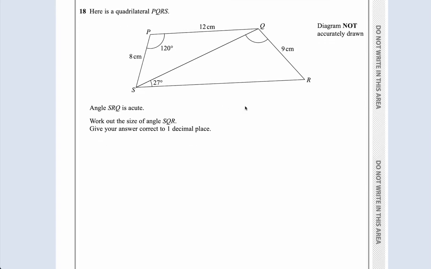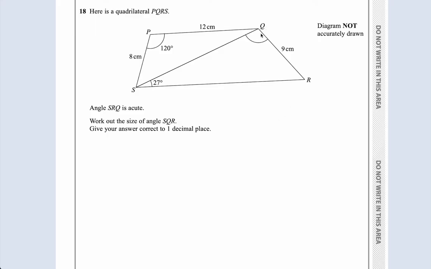Next one, question 18. Quadrilateral. Angle SQR is acute. Work out the size of angle SQR, this one. This is the angle he wants. So when I see this, first thing I think is, right, there's no right angles, so I can't use SOHCAHTOA. It has to be sine rule or cosine rule.